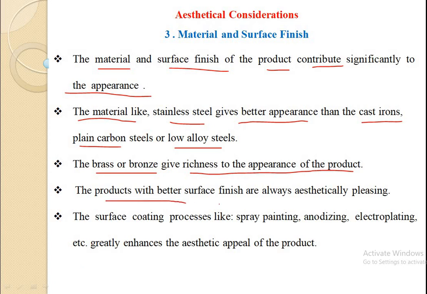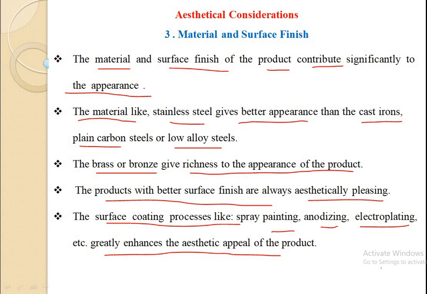The product with a better surface finish is always aesthetically pleasing. If the product has a good appearance, then automatically it will add to the aesthetics of the product. Surface coating processes like spray painting, anodizing and electroplating enhance the aesthetic appeal of the product. We know that on many components we carry out spray painting, anodizing and electroplating, which also improve some chemical and physical properties of the material, but also add to the appearance of the product.